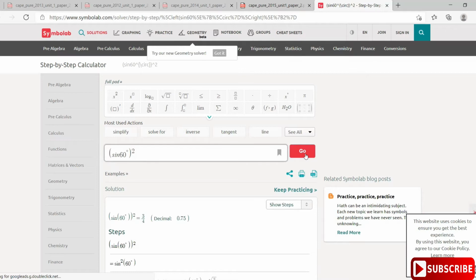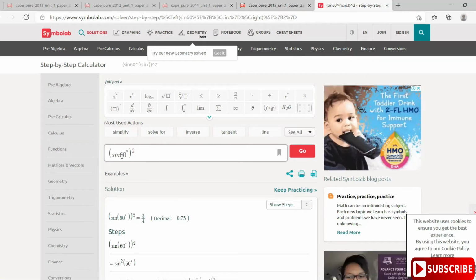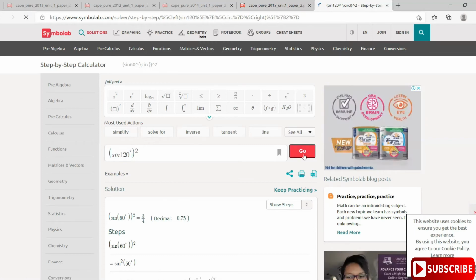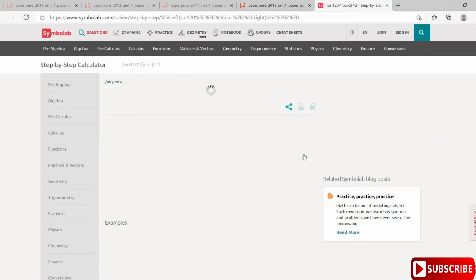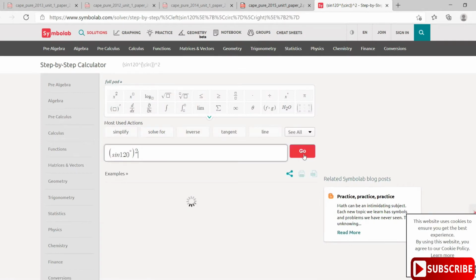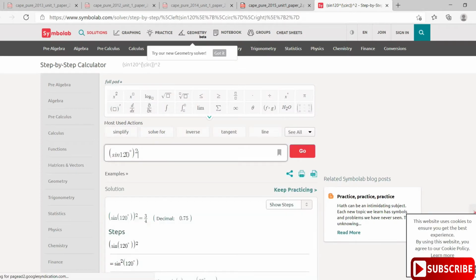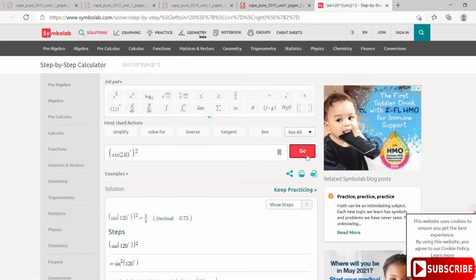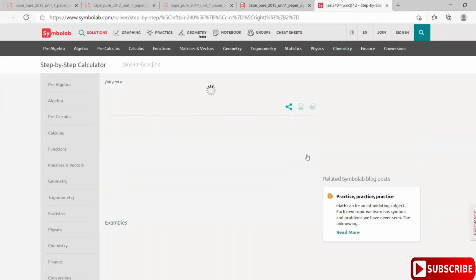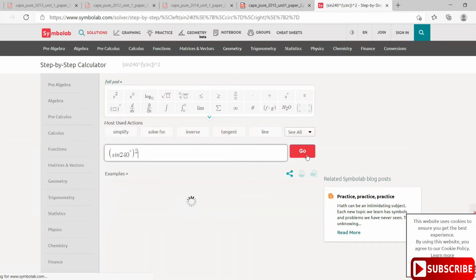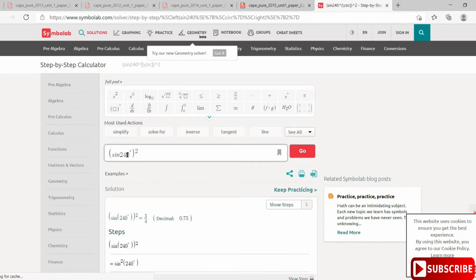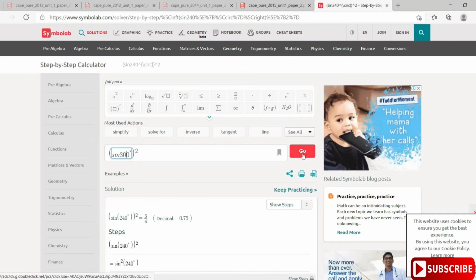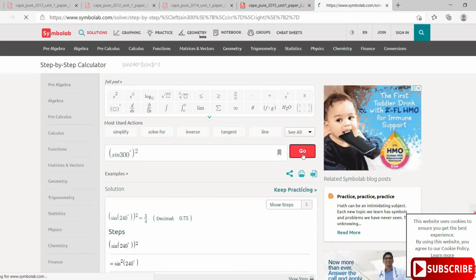You can change it from 60 degrees to 120. You're still going to get 0.75. Still get 0.75 for 240. Still get 0.75 for 300. So that is how we solve that type of trig question.